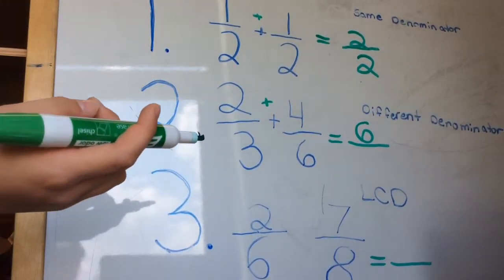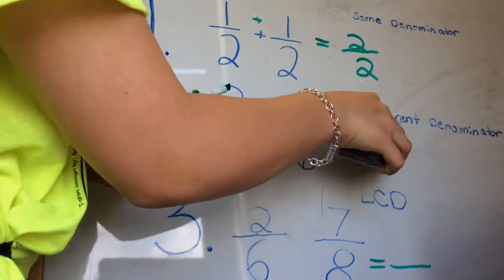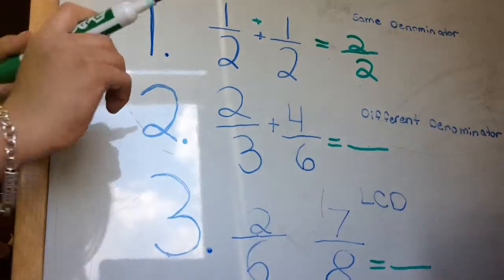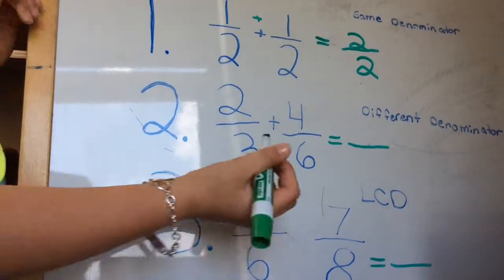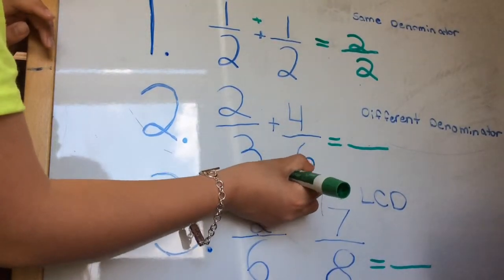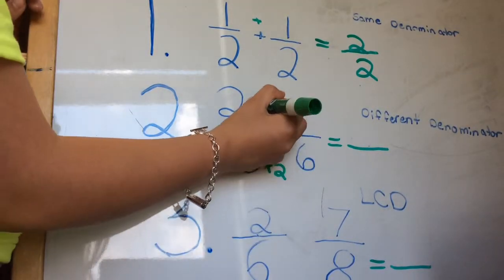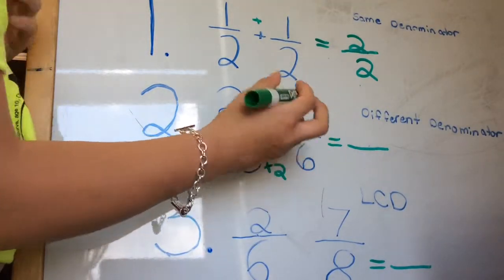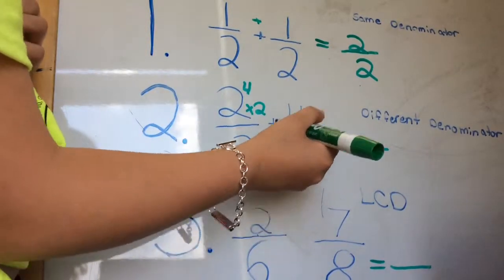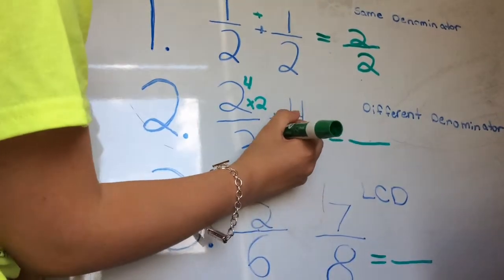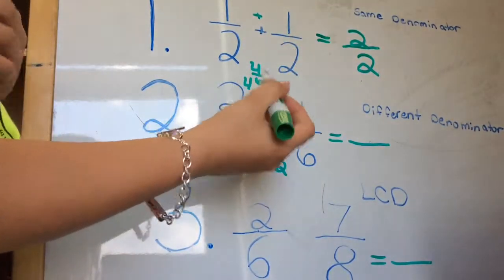Now what do we do with the denominators? Oh no, we missed a step. We don't add these two first. First, we got to get the 3 to a 6. And how do we get 3 to the 6? We times 3 times 2. Now, we have to times 2 by the same number. So, times 2. And 2 times 2 is what? 4. And 3 times 2 is 6. So now we have 4/6 instead of 2/3.